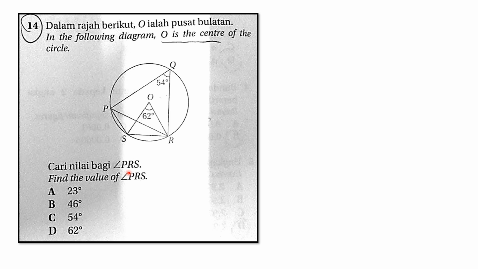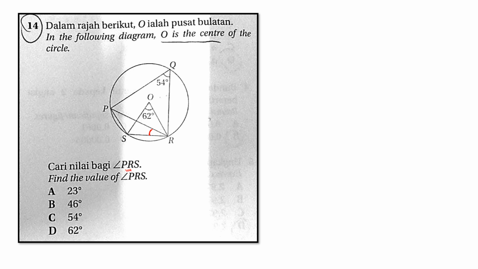This time the question is on the circles chapter. They want us to find the value of angle PRS. Angle PRS means this is P going to R and S, so you want to focus on the letter in the center, which is R. That means we want to find this angle over here. So I'm just going to mark angle PRS. This is the angle that we are looking for, right?